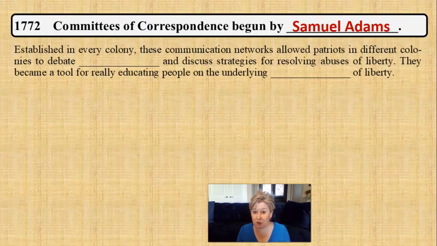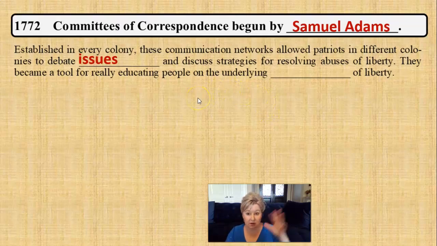We need to do this regularly and intentionally, and we need to start talking about how these acts passed by Parliament, what specific rights they're violating, what our strategy is for petitioning Parliament and the King, and how we can come back to a proper respect for our jurisdiction as colonies, our local self-government, our right to representation. How do we do that?